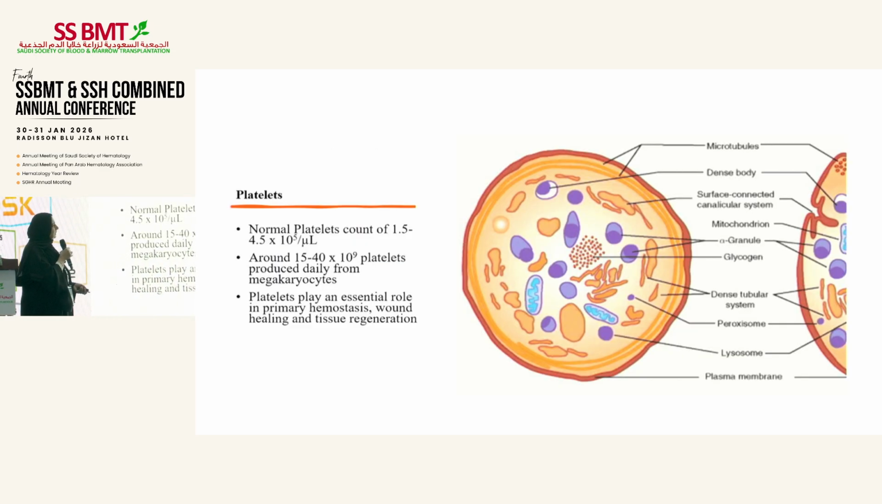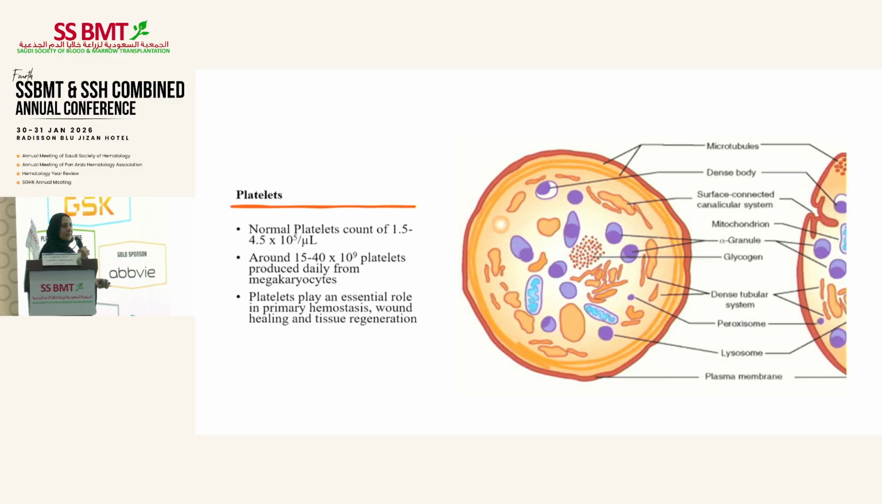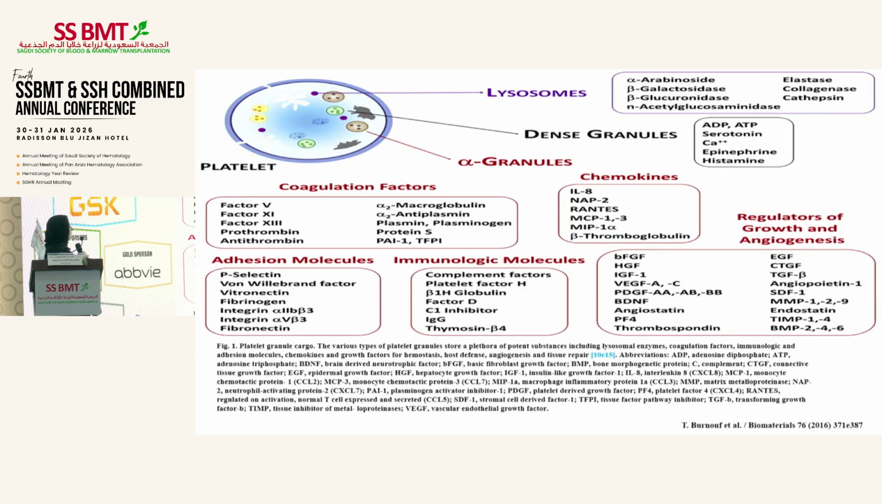As we can see here, this is a platelet from inside. Platelets are very tiny, very important cells, 2 to 4 micrometers in diameter, with a normal count, as we know, of 150 to 450. Usually every day around 15 to 40 times 10 to the power of 9 platelets are produced daily from megakaryocytes, and they play an essential role in primary hemostasis, wound healing, and tissue regeneration.